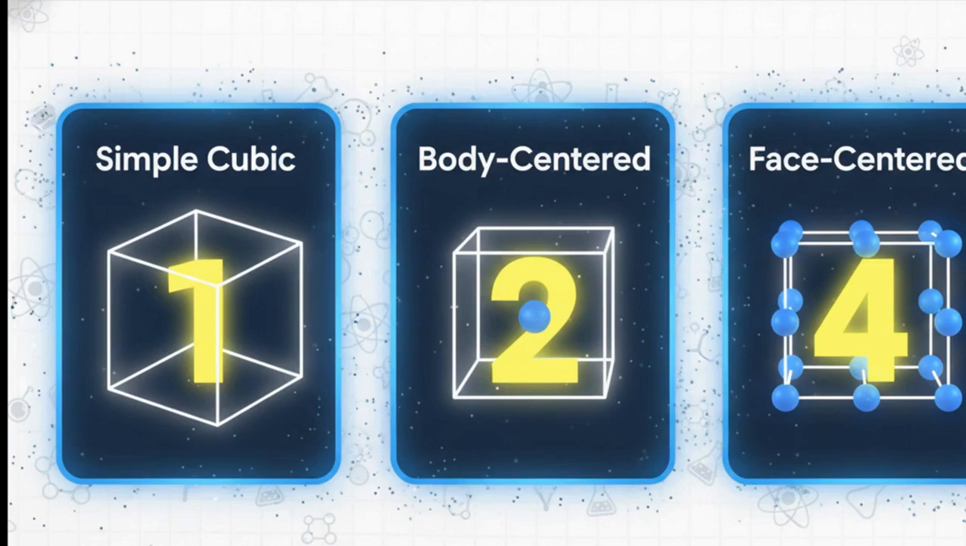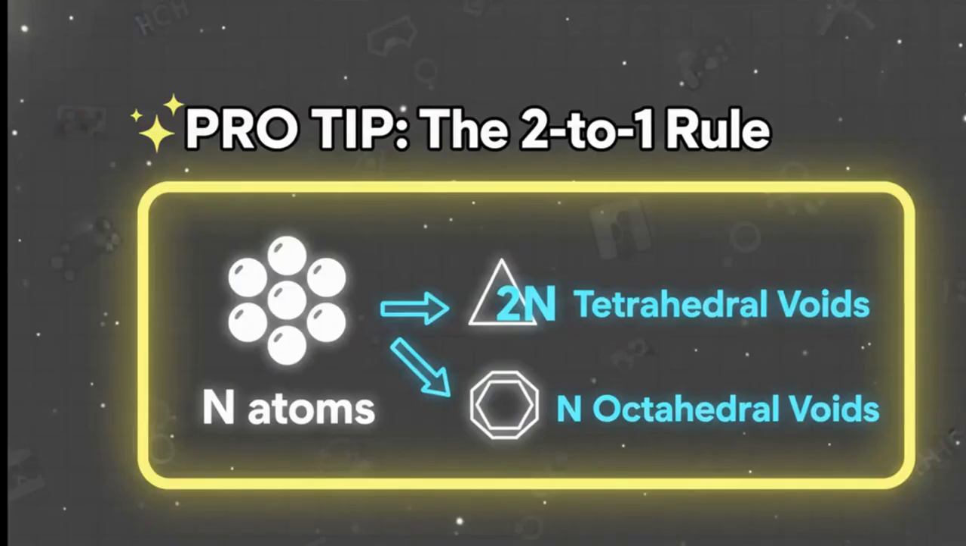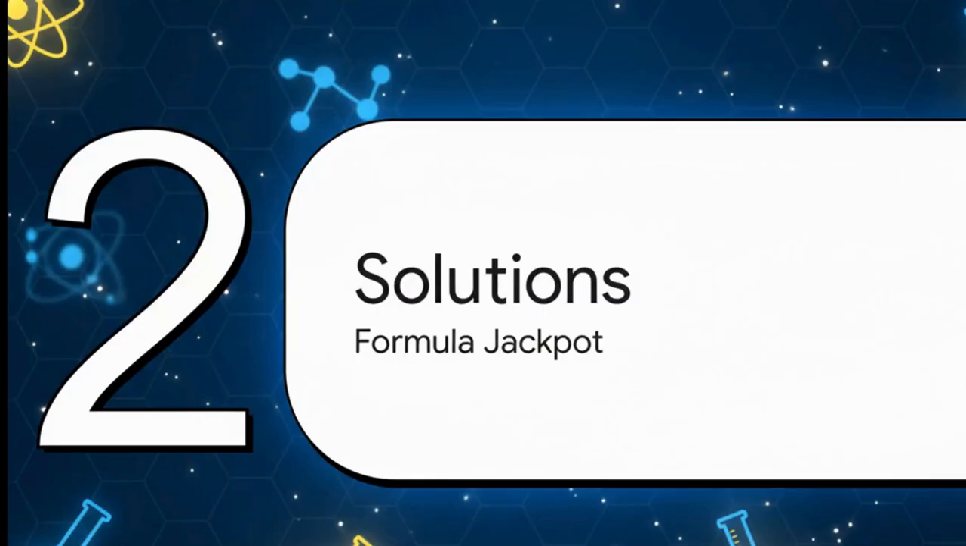Got it? Awesome. And here's another pro tip for you, this time for voids. It's the 2 to 1 rule. For every n atoms, you get 2n tetrahedral voids and n octahedral voids. It is so easy. Don't you dare lose marks on this one. Level 1 complete. Now let's move on to level 2, solutions.